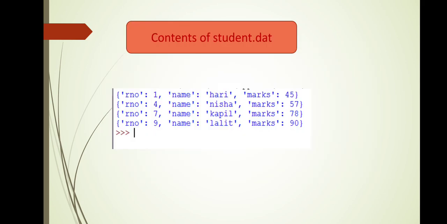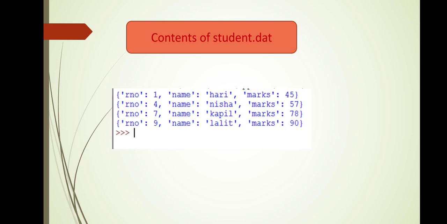Let's suppose these are the original contents of the file student.dat. Now here you can see that this file contains 4 records. The first record has roll number 1, the second record has roll number 4, the third has roll number 7 and the fourth has roll number 9. These are the current status of the file.